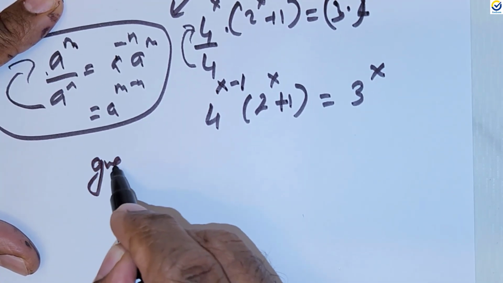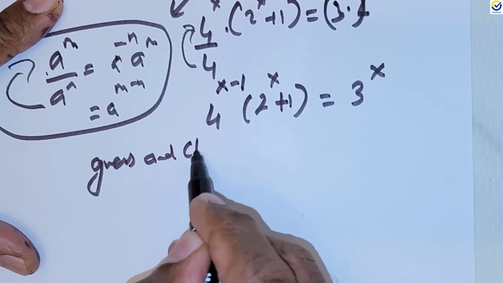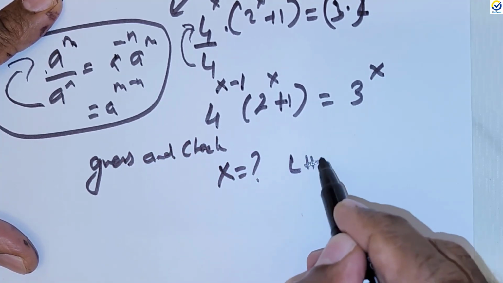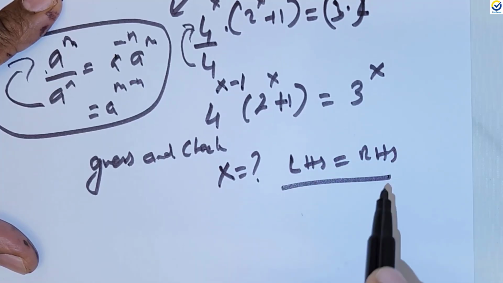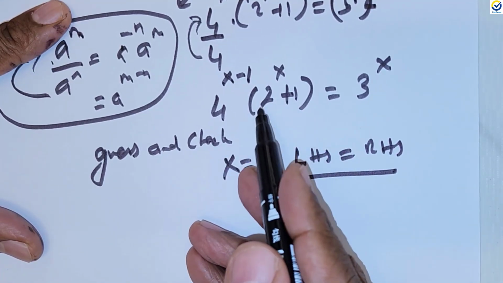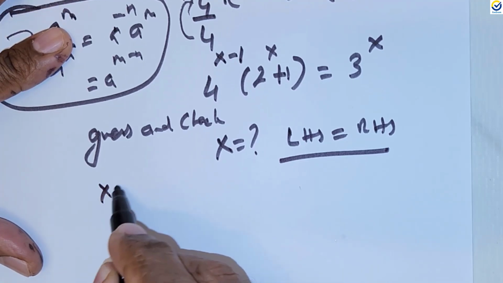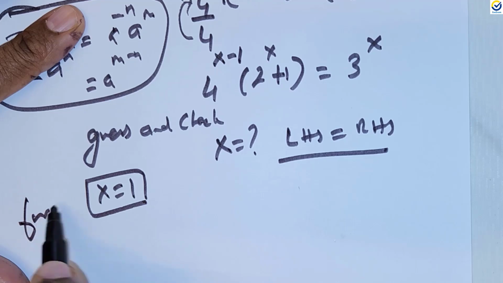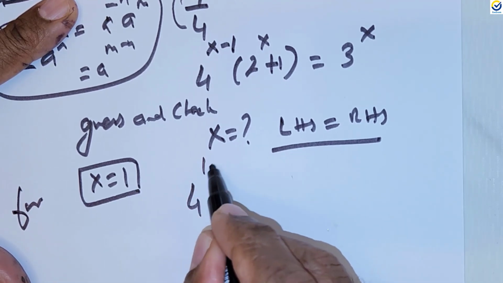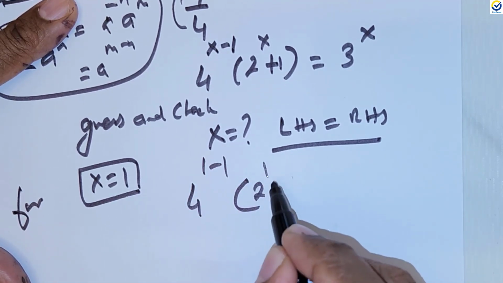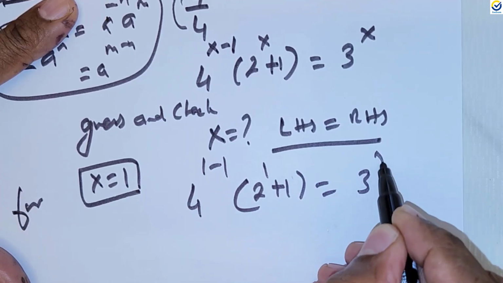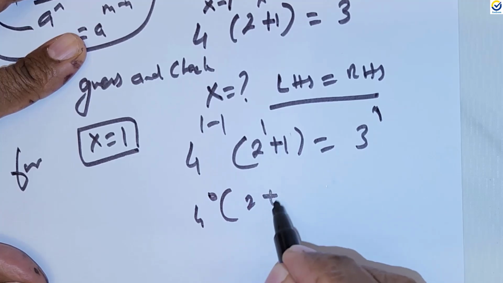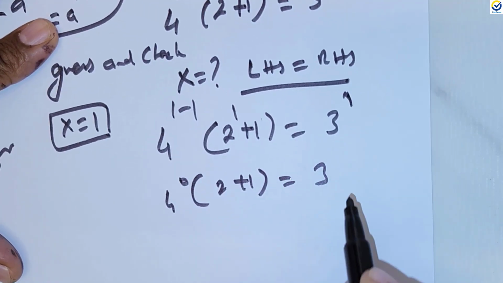Now using the concept of guess and check, I need to figure out the value of x for which the left hand side is equal to the right hand side. Okay. Now clearly, on a basic observation, I can just substitute x equal to 1. So for x equal to 1, what do I get? I get 4 raised to the power of 1 minus 1 times 2 raised to the power of 1 plus 1 is equal to 3 raised to the power of 1. Now what is this? This is 4 raised to the power of 0. And what is this? This is 2 raised to the power of 1 plus 1. And what is this? This is 3.